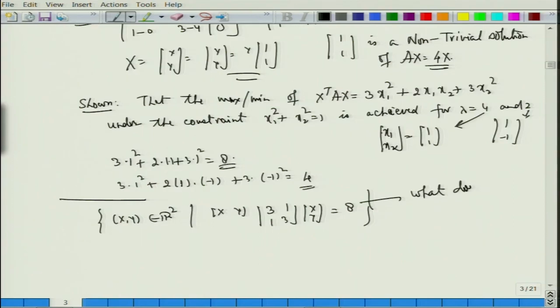What does this curve represent? I want to understand this. Fine. So, from what I have, you can try to understand that this will turn out to be an ellipse. All right. So, it is an ellipse. How do I see it?